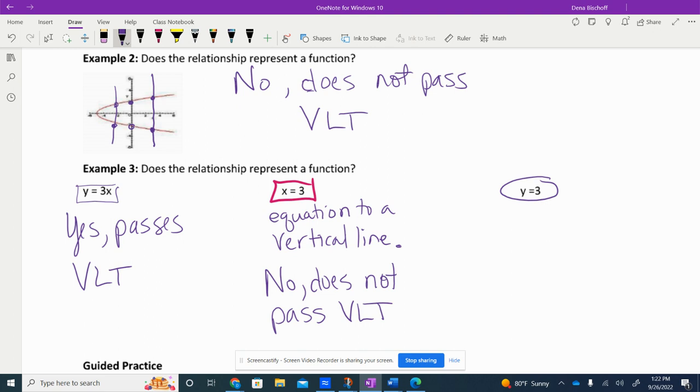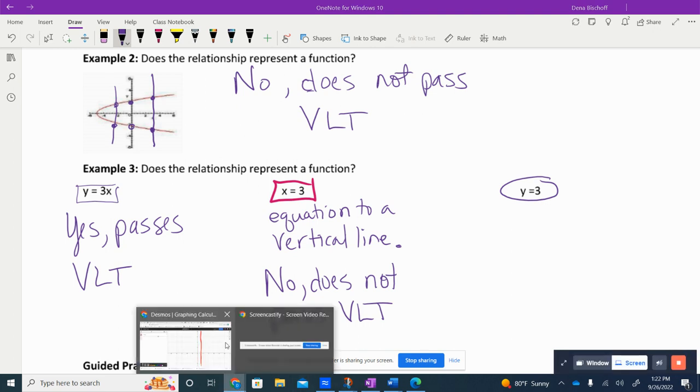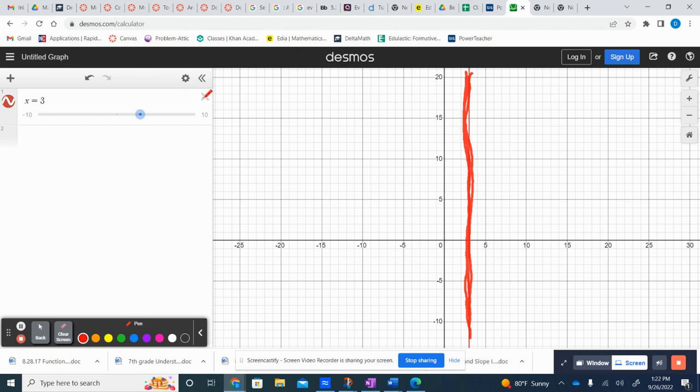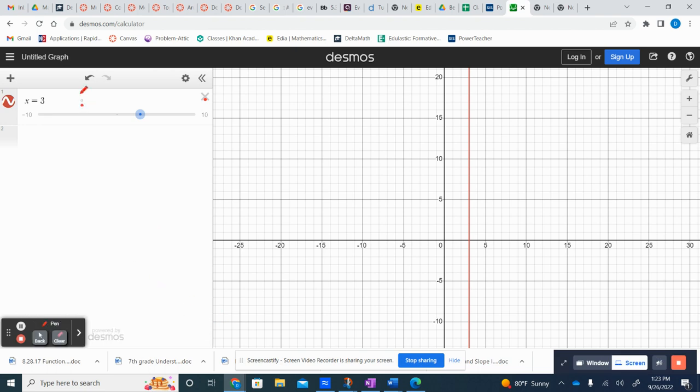What do you think? You think it's going to pass? Let's graph it. So I'm going to get rid of this one. I have to go back to clear screen. Okay, let's get rid of this function. Maybe. I don't know how to get rid of that little drawing pen now. There we go. Nope. Any ideas?